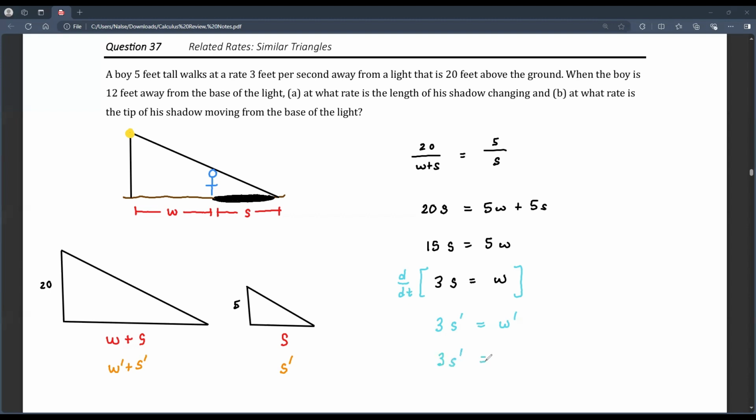Now, what about the rate at which the tip of the boy's shadow moves away from the base of the light? This amounts to the rate of change of the bottom side of the larger triangle. That rate of change is w prime plus s prime. Since w prime is 3 and s prime is 1, we can say that the answer to part B is 4 feet per second.